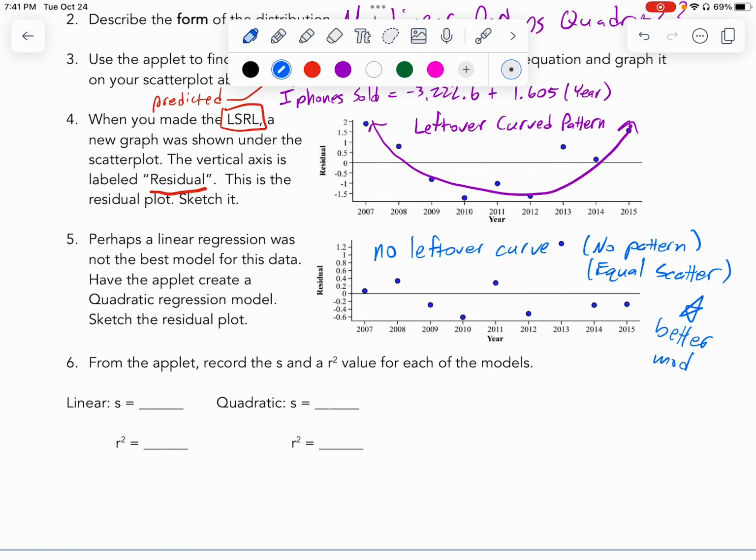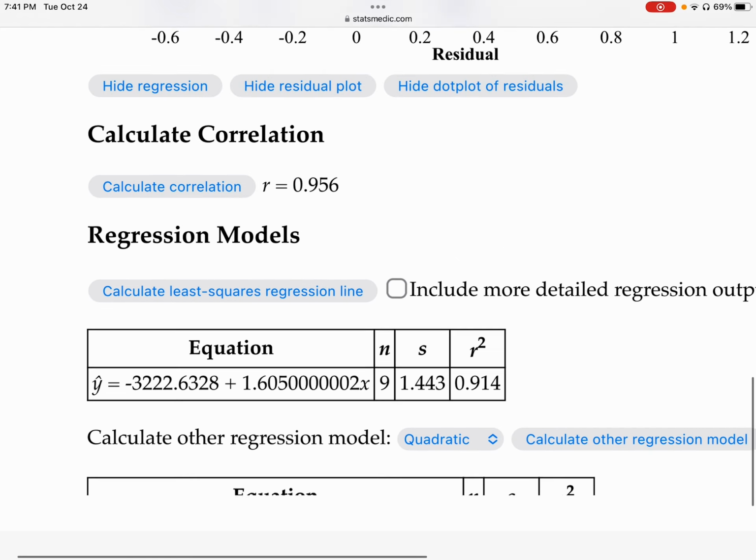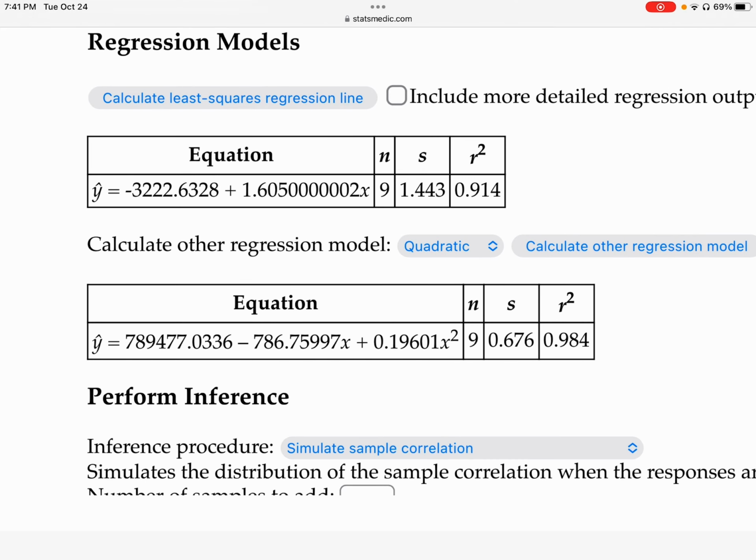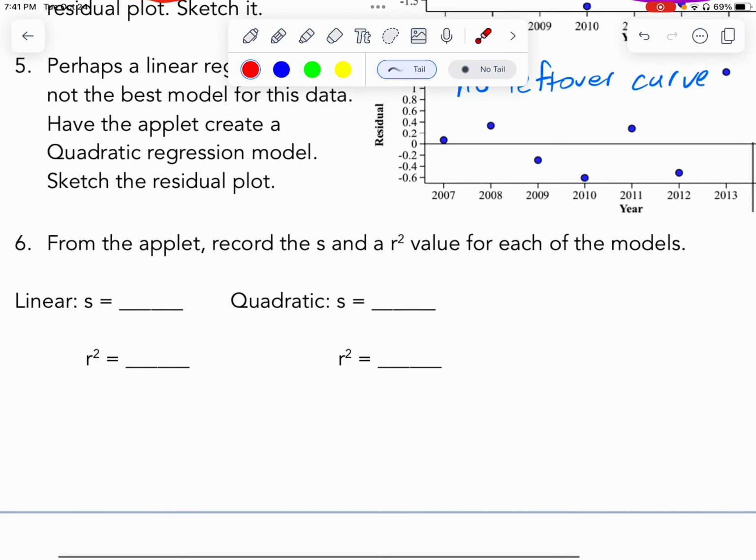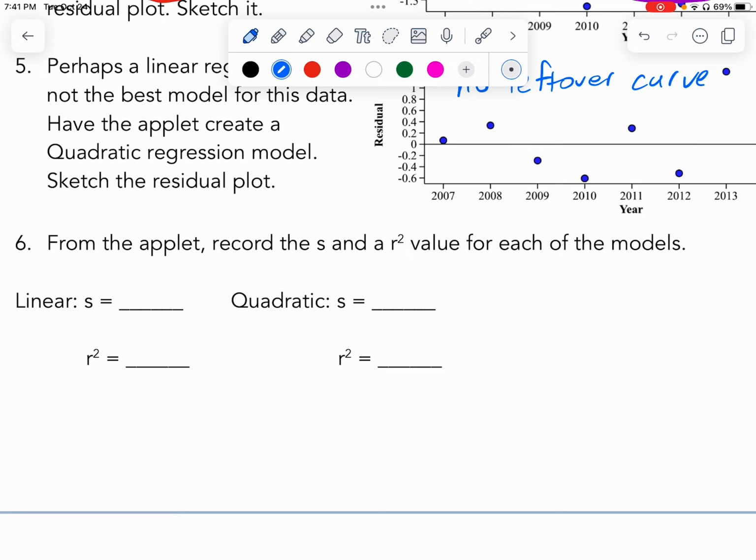And let me give you some metrics about why it's a better model. You can get all of this information from the applet, just right here in the boxes. They have S and R squared for both. So just transfer those over to the notes. I've got them written down here. I don't have that good of a memory. I'm cheating, I'm taking the easy way out. And there you go.